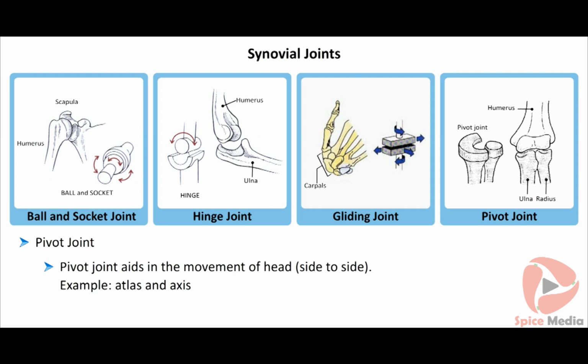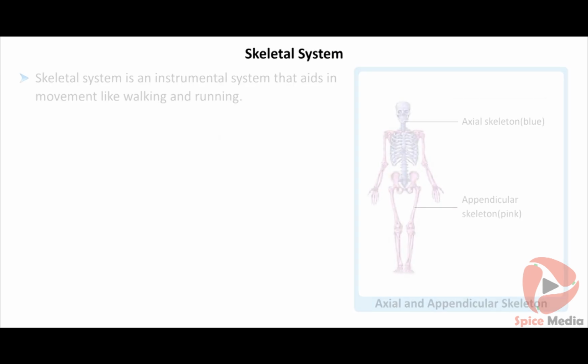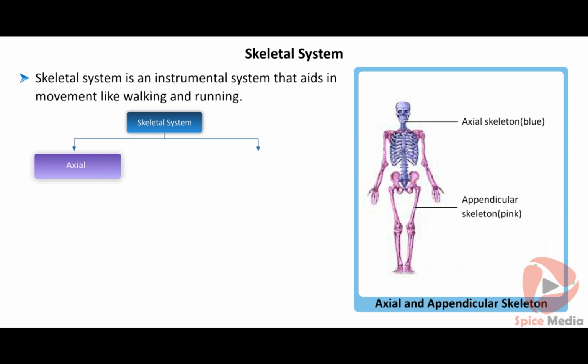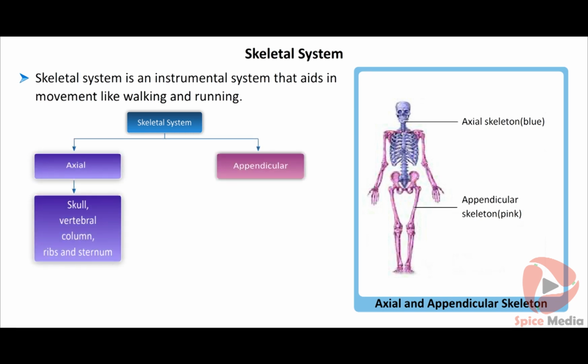Examples of gliding joint are tarsal bones, the sternum and the clavicle. Here the bone has a flat surface and there is no movement around the axis. Examples of pivot joint are atlas and axis. This helps in the movement of head or to rotate side to side. The skeletal system is called the instrumental system because it helps to perform movements like walking and running.